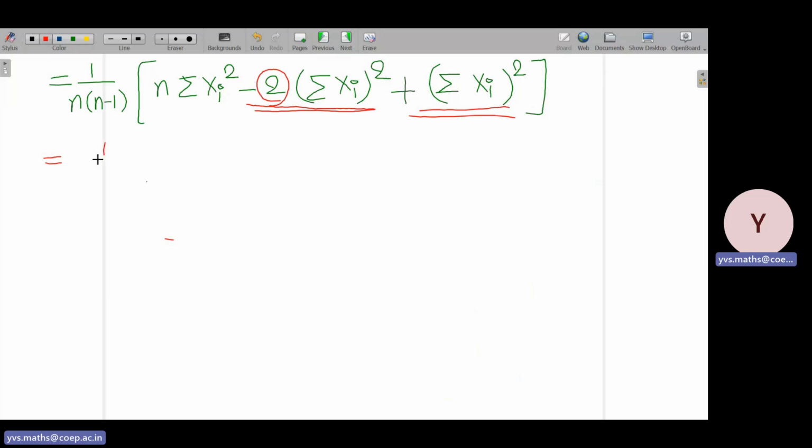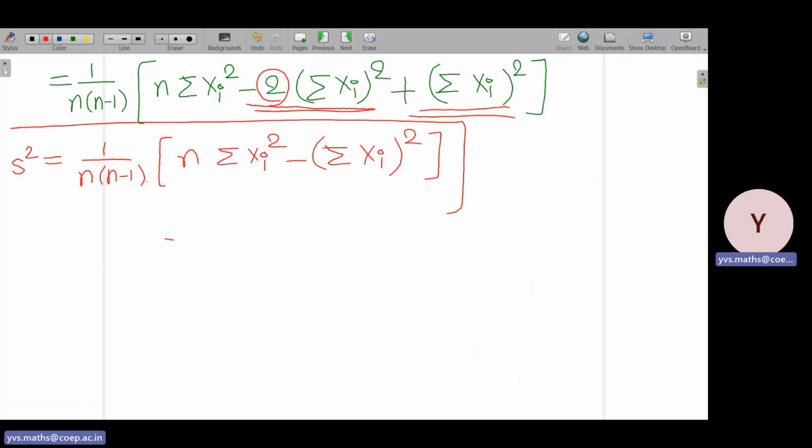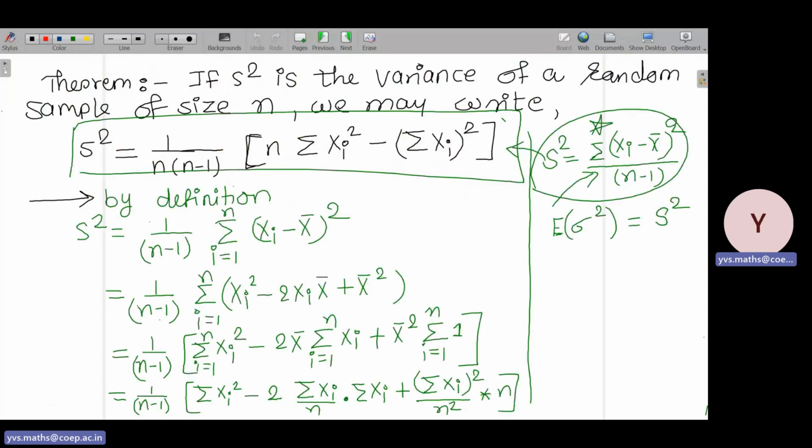So I can write this as 1 upon n into n minus 1, then n times summation xi square minus summation xi whole square. And this is nothing but S square. So this formula is arrived at, as we want in the theorem.